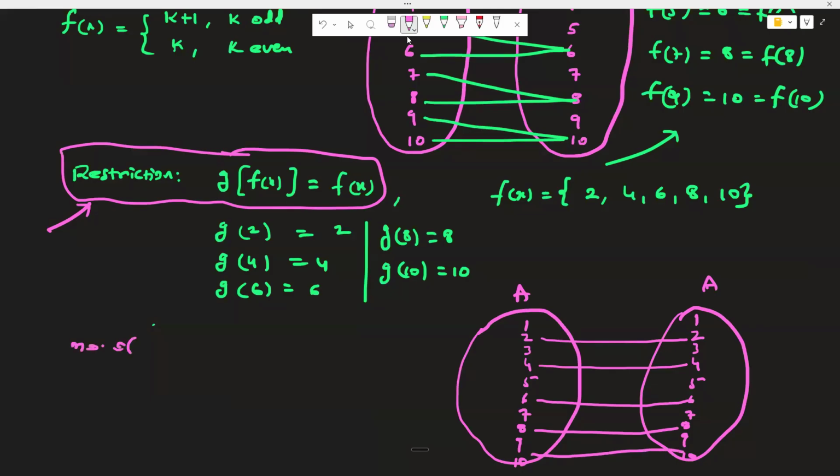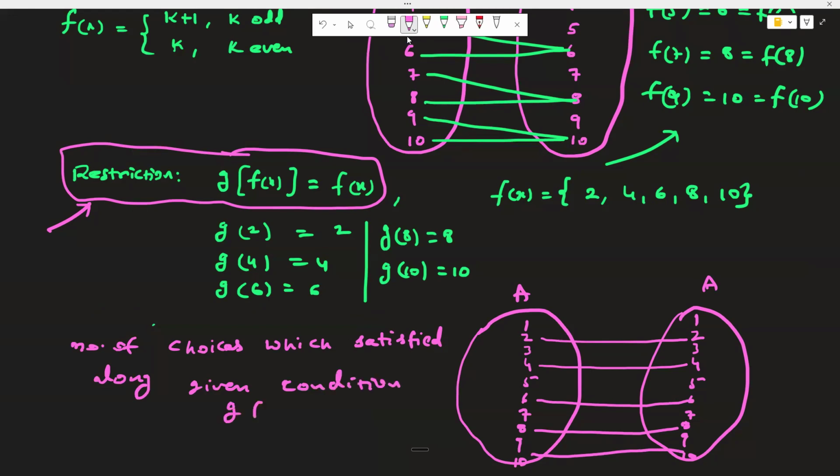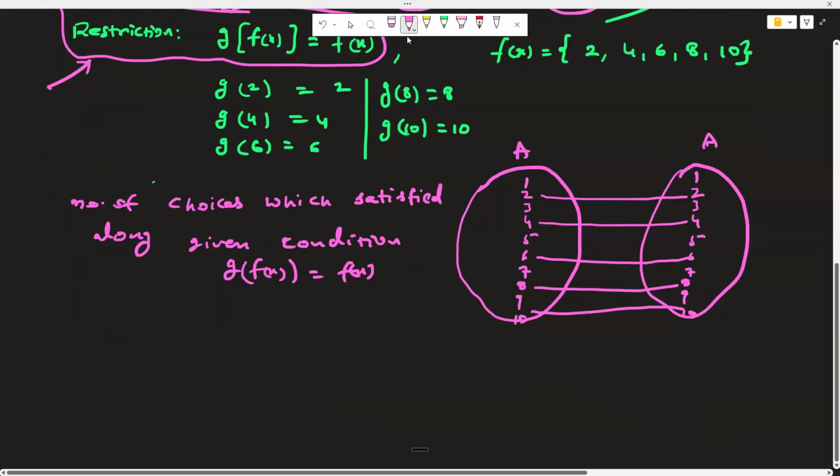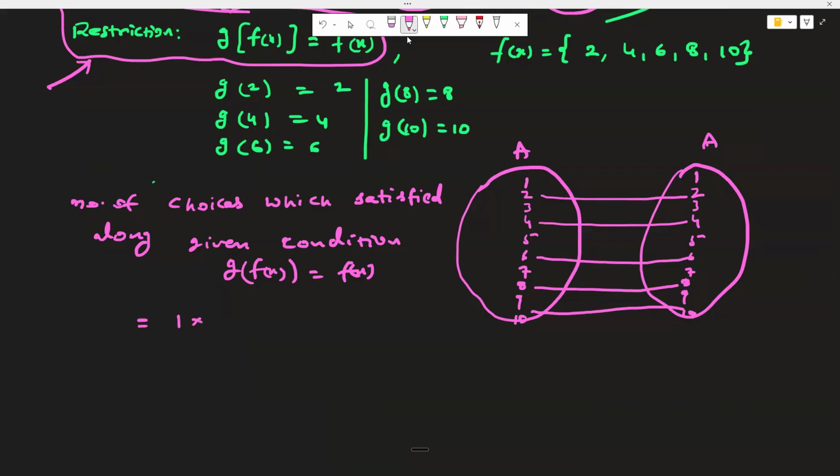So the number of choices which satisfy the given condition. What is the condition? The condition is G of f of x is equal to f of x. This is the condition. Okay. Those are for the element 2.